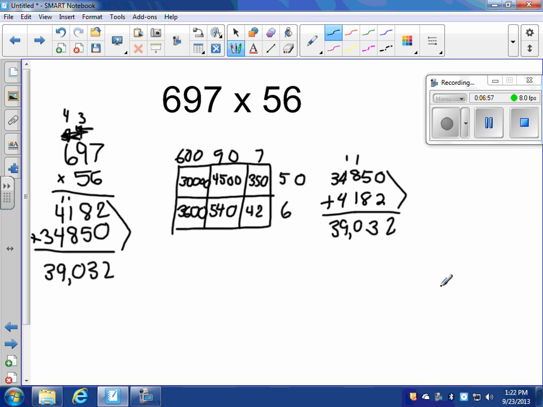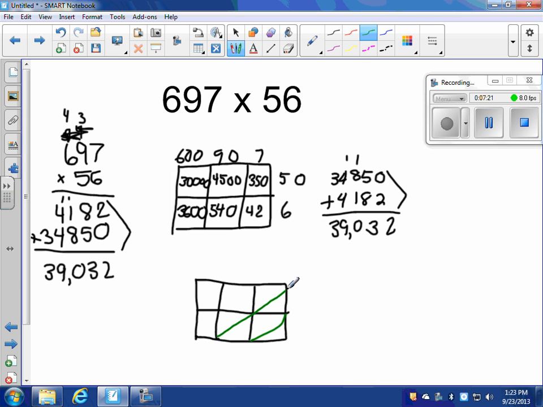The third method that we're going to do is called lattice multiplication or gelosia multiplication. So again, I'm going to make a grid. But this time, I'm going to divide my grid into some diagonals. Alright, so I've divided it up into diagonals. And instead of worrying about the expanded form, I'm just going to write the digits above. So 6, 9, 7, and then this will be 56.